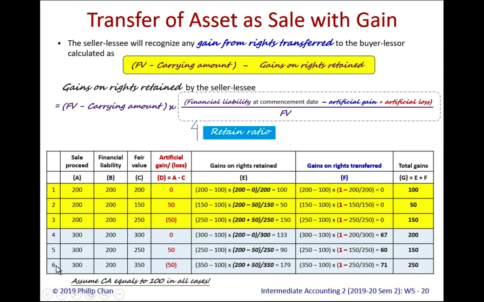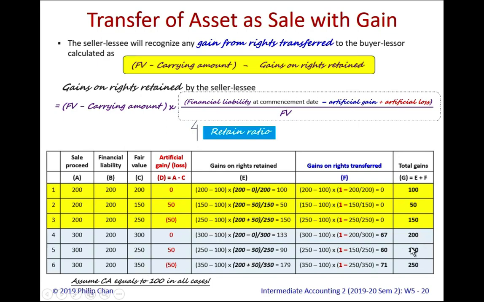Then we look at 4 to 6. In this case, sales in 4, 5, 6 are all bigger than financial liability. So you should expect that definitely there will be some gains on rights transfer. But what will be the total gain then? Total gain, remember, is always fair value minus CA, the carrying amount of the asset. So the total gain for case 4 would be 300 minus 100, 200. Case 5, 250 minus 100, 150. And then fair value 350 for case 6 minus 100, 250. So we have these three numbers.